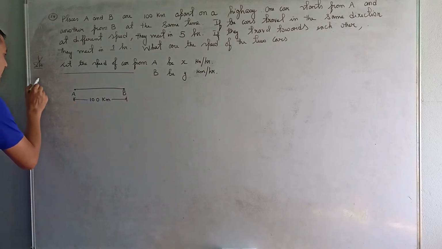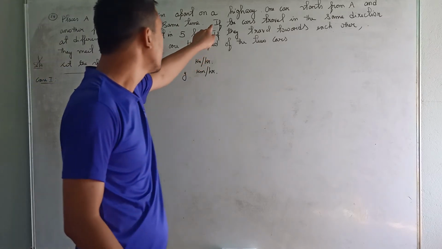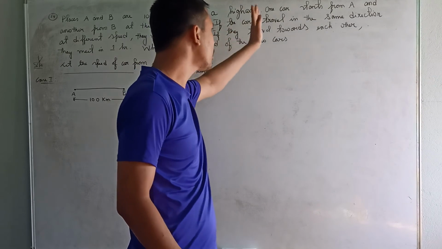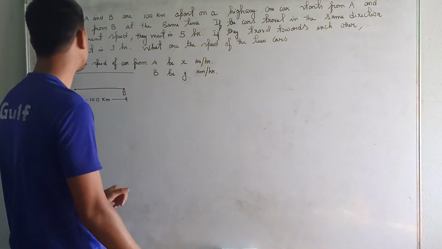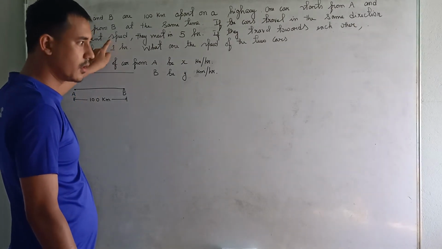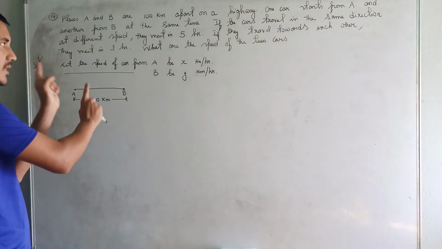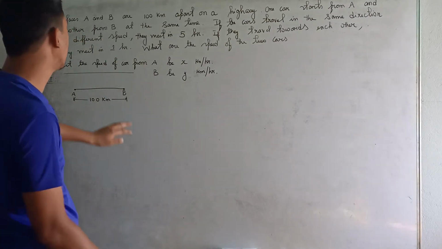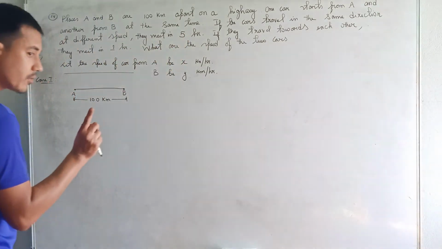Now let's see case one, the first part of the question. Let's try to understand. If the cars travel in the same direction at different speeds, both cars started together and are going in the same direction. They meet in 5 hours. Same direction, okay? That's very important.